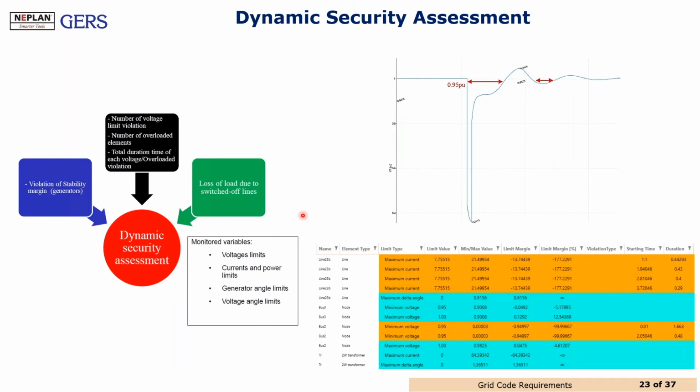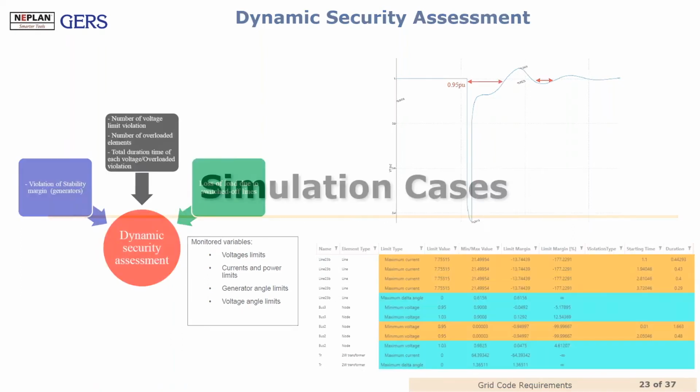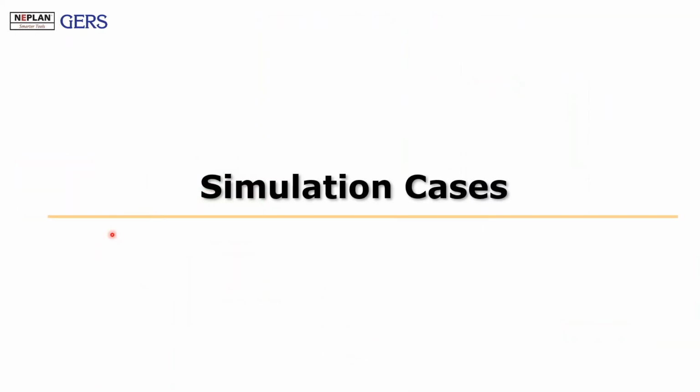The dynamic security assessment is basically when we are able to perform a dynamic simulation during a specific period of time, and see what are the variables with limits violations. For example, maximum currents, minimum voltage, maximum angles. Typically, we are able to monitor these variables: voltage, current and power, generator, and voltage angles. And for that, we have to perform automatic validations of different scenarios at the same time. Let's present that using some simulation cases.